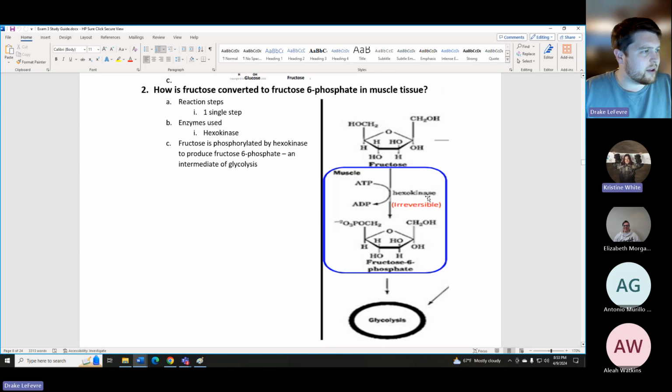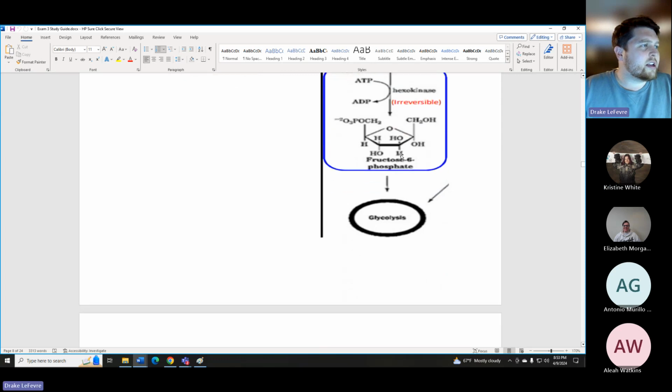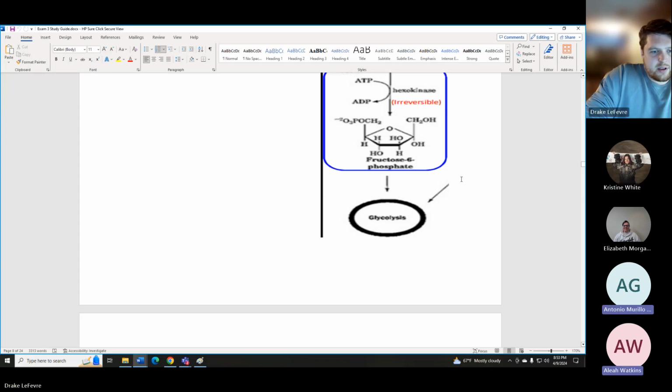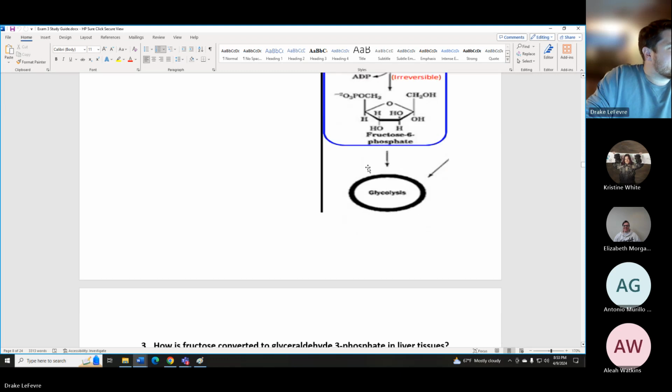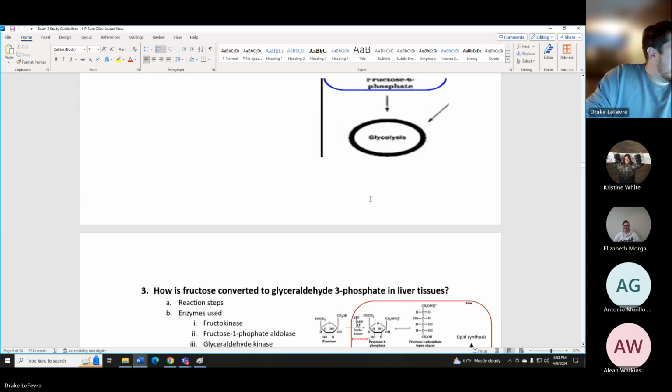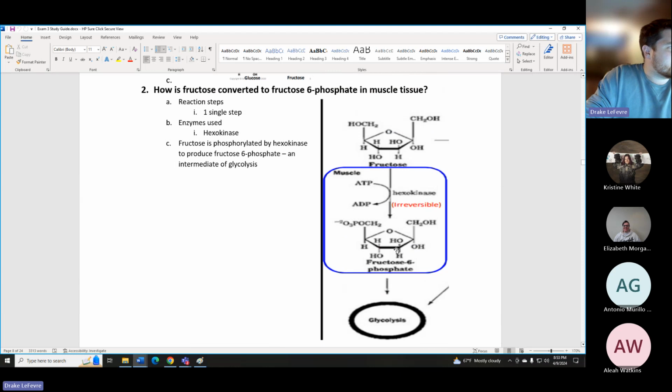Hexokinase, right? There's another enzyme very similar to hexokinase that is found in the liver. What's that enzyme? That specifically one that participates in glycolysis. What's the name of that enzyme? Fructokinase. Yeah, good job, Leah. And Antonio. Okay, so that's within the muscle tissue.